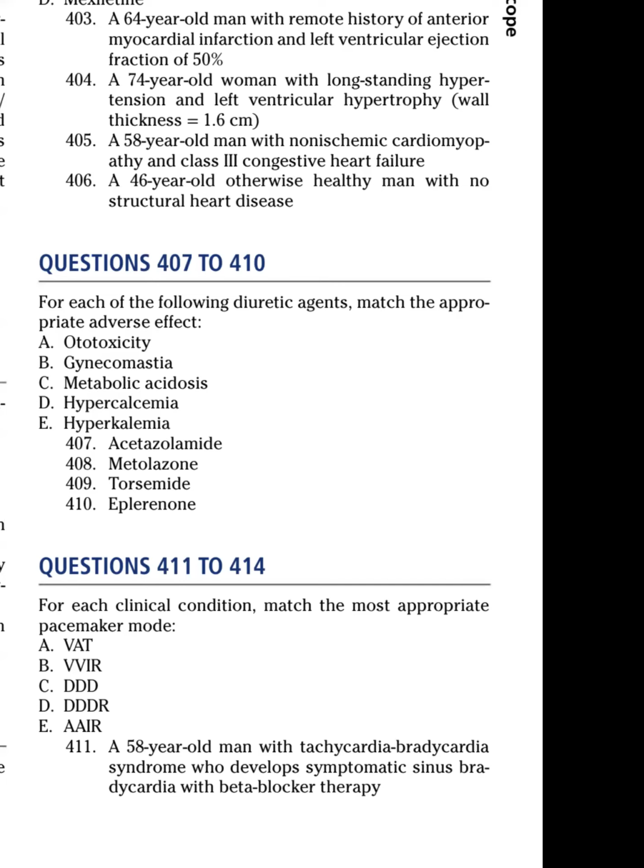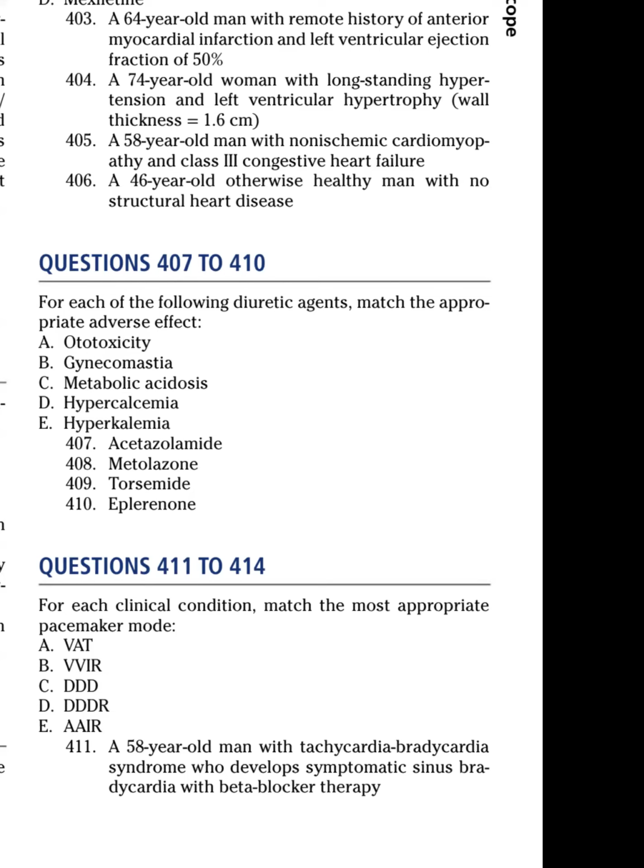Metolazone is a diuretic. No, it's a thiazide-like diuretic rather, sorry. So for a thiazide-like diuretic, I said that they will cause hypercalcemia, and thiazide will cause more of hyperuricemia. So for metolazone, I'll be picking option D.